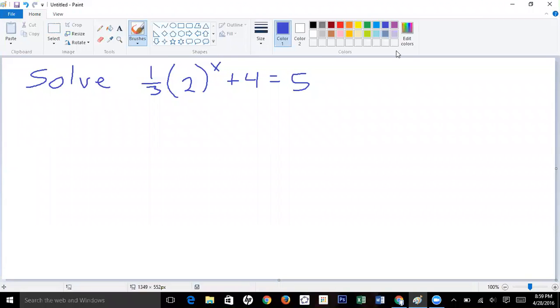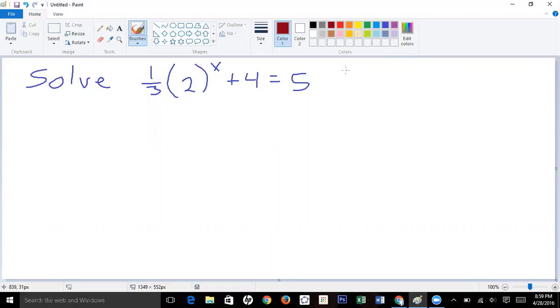In this video, we will learn how to use logarithms to help us solve exponential functions and equations that don't follow the basic properties of exponentials. So if we take a look at this equation, we have 1/3 times 2 raised to the x plus 4 equals 5. Our goal is to isolate the exponential term so that we can then use a logarithm to help us solve it.